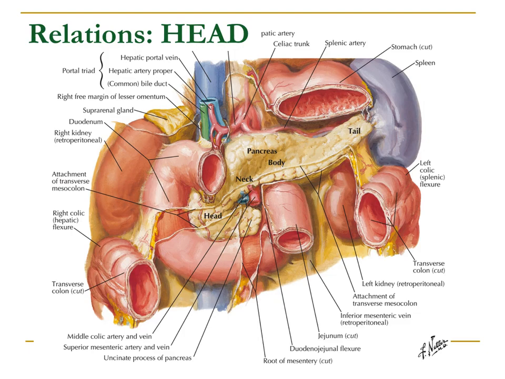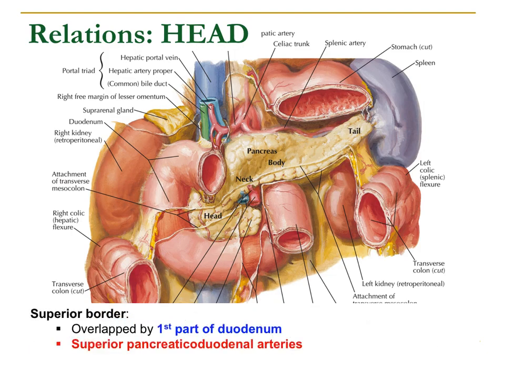Now, if we move further ahead, in relation to the head of the pancreas in the superior part, if you see here, this is generally overlapped by the first part of the duodenum. So the duodenum overlaps the head of the pancreas or the superior border of the pancreas. And here you will also find the arteries that are actually supplying the duodenum. That one is the superior pancreaticoduodenal arteries.